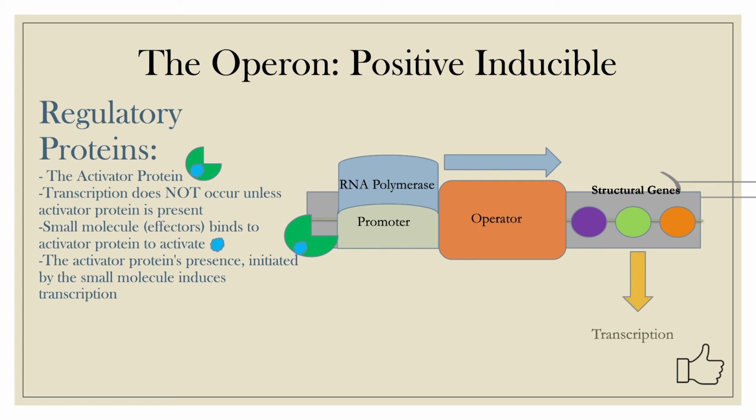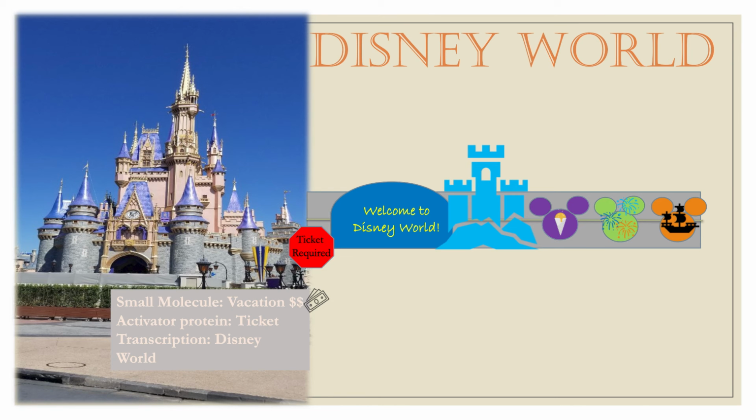This is kind of similar to when I want to schedule a vacation. Now, I love Walt Disney World. It's my favorite place on earth. It's the happiest place on earth, and so I love to go. But much like the activator protein on a DNA strand, I need a ticket. And much like the small molecule that binds to the activator protein, I need money. You need money for the ticket, you need money to go, you need money for all the snacks and stuff. So you're going to need that ticket, absolutely, and you're going to need that money, yes.